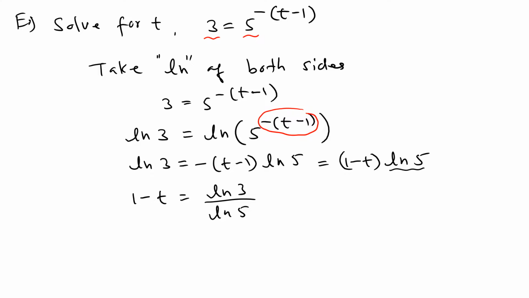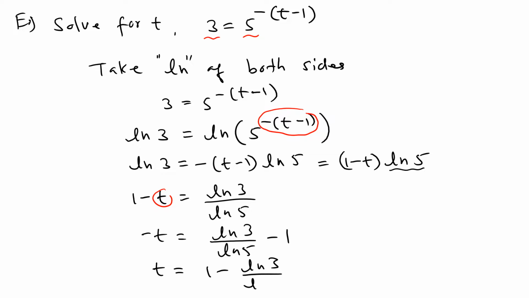Now we can isolate. You can subtract 1 from both sides. So you're going to solve for t. That's what you're trying to do. This is very easy to do. So you're going to subtract 1 from both sides. So we have negative t equals ln 3 over ln 5 minus 1. When you multiply both sides by negative, you just change the sign of everything. So t is going to be 1 minus ln 3 over ln 5. We don't need this many steps, you can just write it, but I'm just writing all these steps.